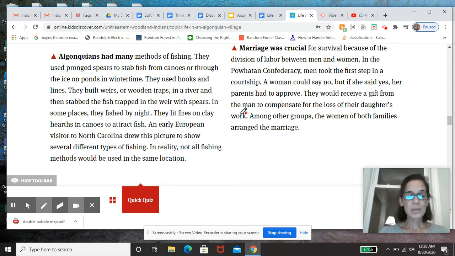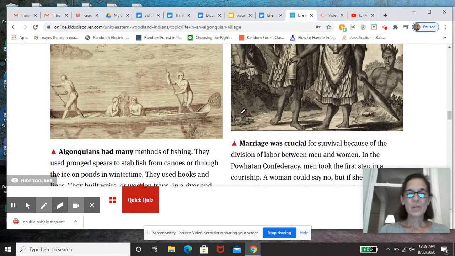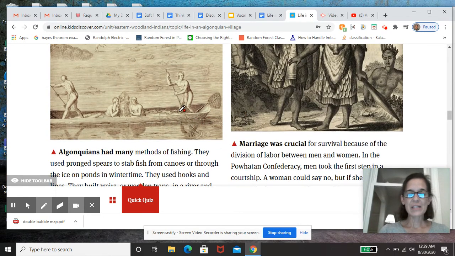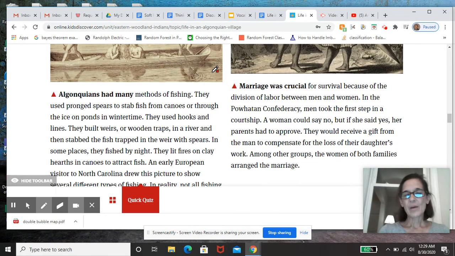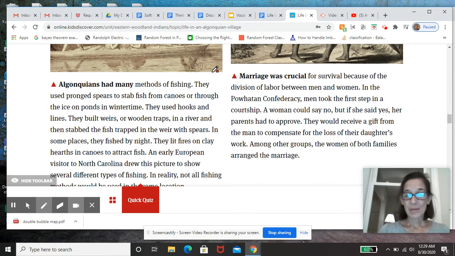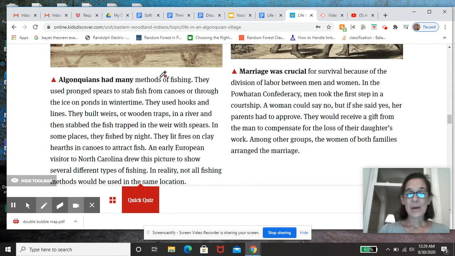An early European visitor to North Carolina drew this picture to show several different types of fishing. In reality, not all fishing methods would be used in the same location. So the person drew the picture as if they were using all of these things at once, but most likely they didn't use them all at the same time. But they did have many ways of fishing. That's pretty cool.